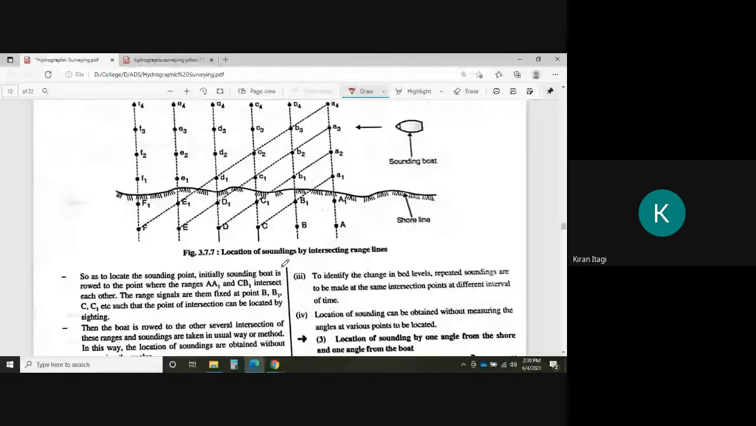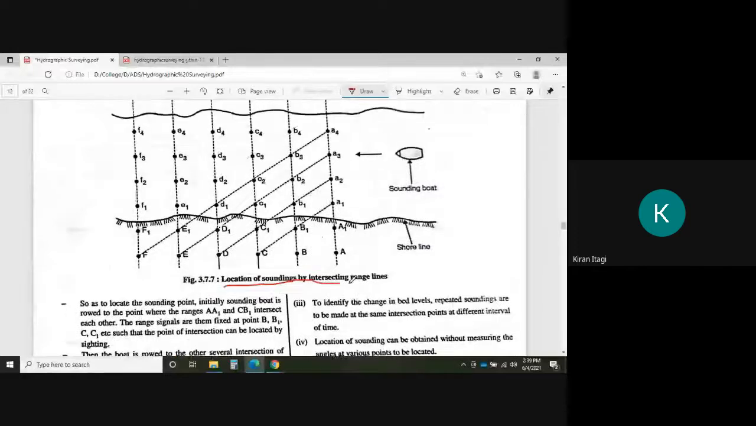Next one we have locating of sounding by intersecting the ranging lines. It is also very simple. I will fix the ranging lines like this: A1, B, B1, C, C1, D, D1, E, E1.